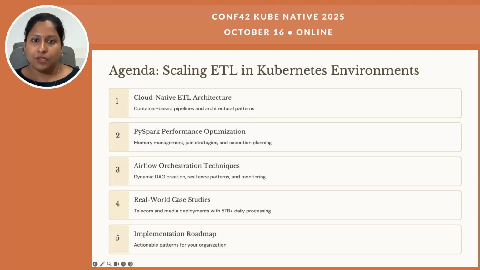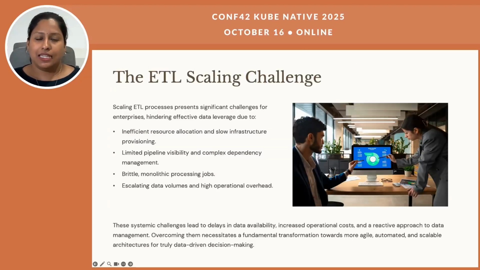Before the how, let's be honest and discuss the why, what breaks at scale. These are the ETL scaling challenges that we face, and when the data volume and the velocity climb, the same 4 issues resurface. One, resource misallocation. Clusters are either over provisioned and expensive, or under provisioned and unreliable, because sizing is guesswork and provisioning is slow. Two, limited visibility and complex dependencies.